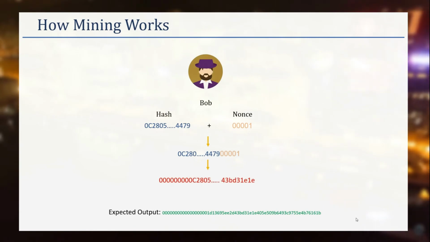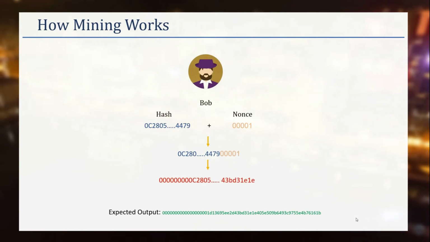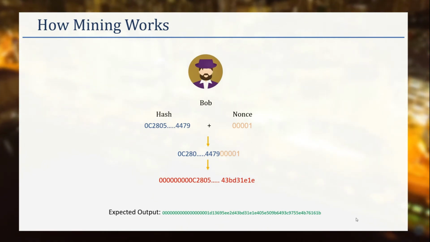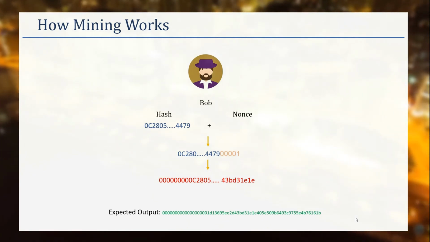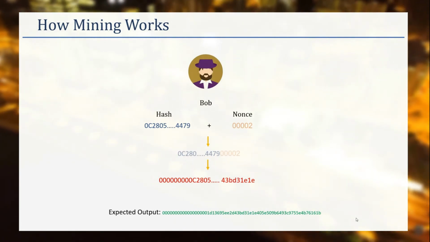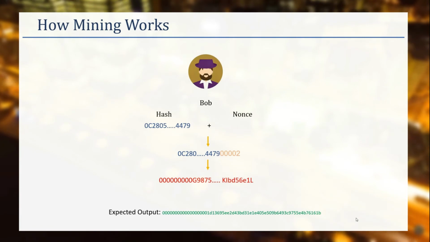So if it is not matching, then he can change the nonce, because he can't make any changes in the hash value. So he'll change this nonce, append it again, and try to create the hash again. Likewise, he'll do this process until he finds the expected output, and once he finds this expected output, he'll create the next block.